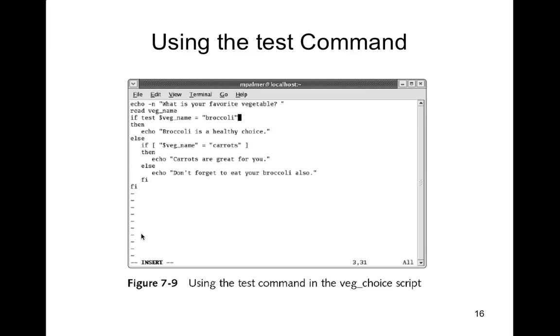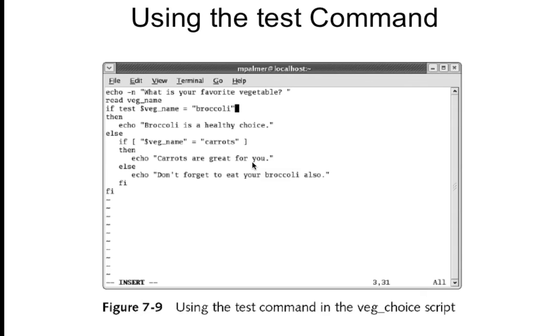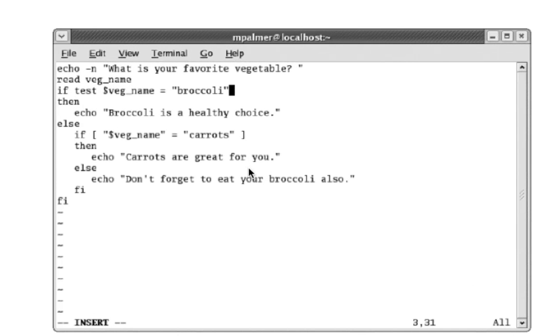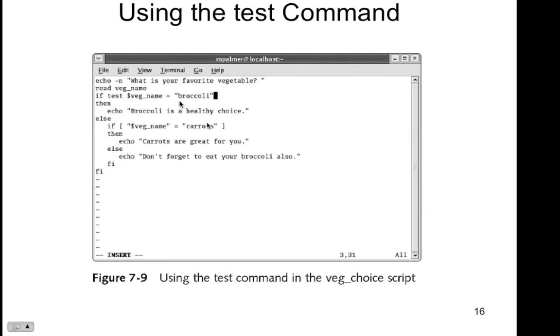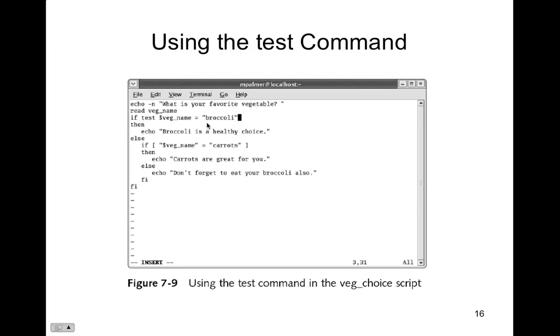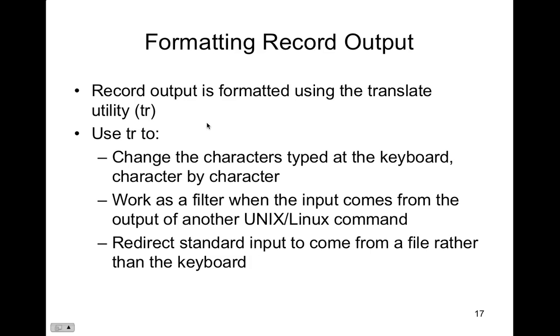In terms of using the test command, here's another one. We can go echo, what is your favorite vegetable, and then read the vegetable name in. This is kind of a way of getting input automatically. If it equals broccoli, then echo out broccoli is a healthy choice. Else, print out carrots. I'll make this a little bigger so you can see what I'm reading. But this is a classic example of using test in an if statement to see if the user input equals something. In an error condition, you might say, hey, I'm sorry, you're using the wrong script, or something of that nature.